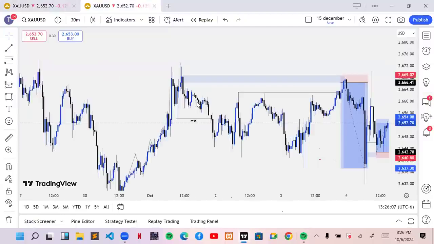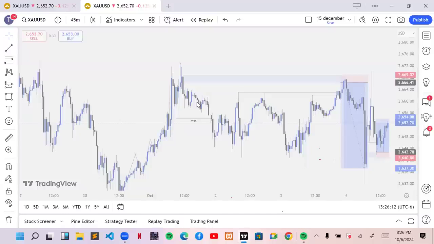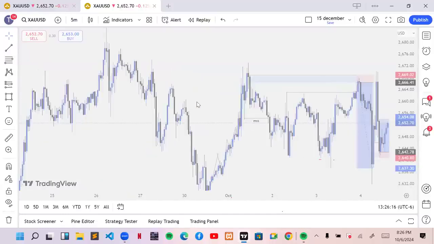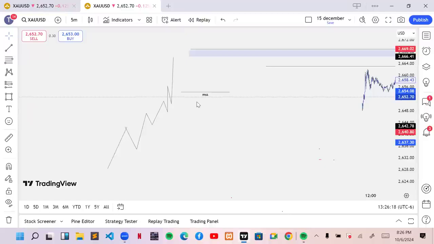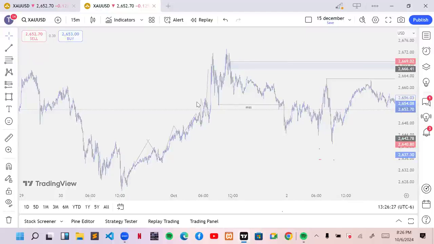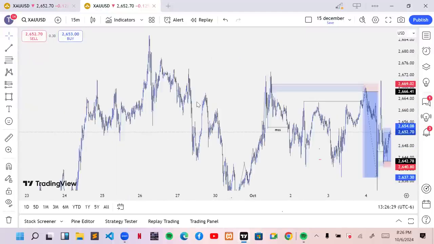Let's say there was a market structure shift on 30 minutes. If I go to 45 minutes, it's still a market structure shift. If I go to 5 minutes, it's still a market structure shift. Structure is structure. 10 minutes, the same thing. 15 minutes, the same thing. You just have to identify structure, regardless of time frames.